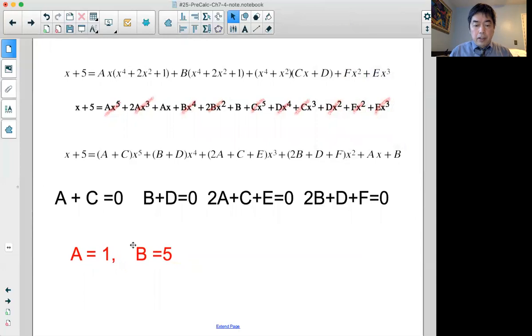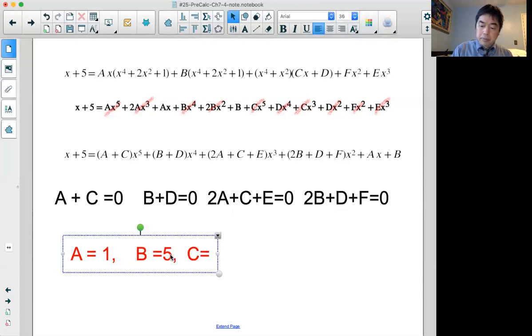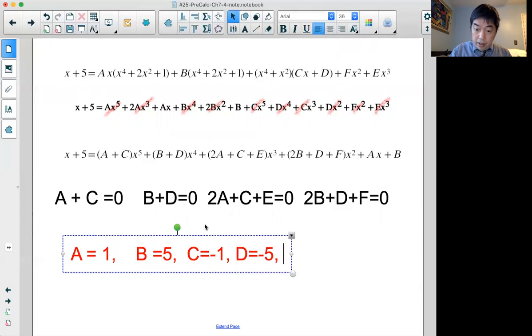Okay, so now let's plug in a equal 1. So c must be negative 1, right? This now is algebra 1. So you plug in b equal 5, d equal negative 5. Okay, here's tricky. 2a, which is 2 times 1, 2 plus negative 1. So 2 plus negative 1 is 1. 1 plus e is 0. So e must be negative 1 as well.